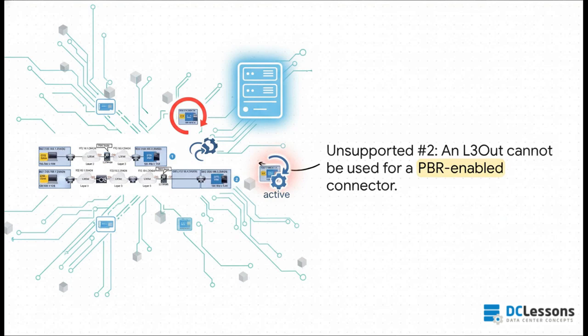And this is another huge gotcha. The crucial point here is that the actual interface where the PBR redirect policy is active cannot be an L3 out. An L3 out is ACI's name for a connection to the outside world, and PBR needs to happen inside a fabric bridge domain where ACI has full control. Now, you can't have an L3 out on the other side of your firewall, but the leg that's actually doing the redirection has to live inside the fabric.